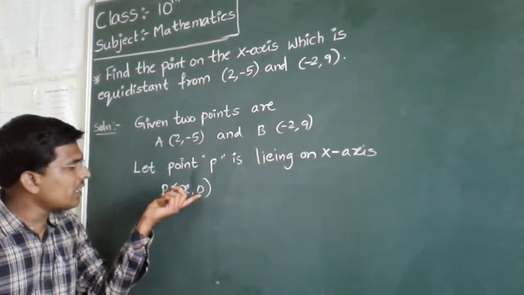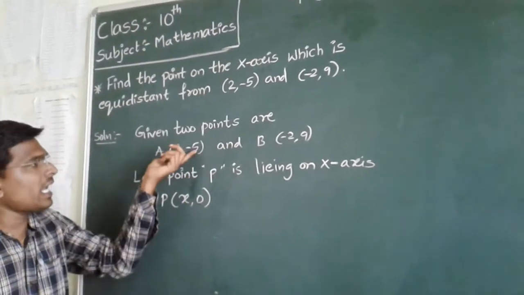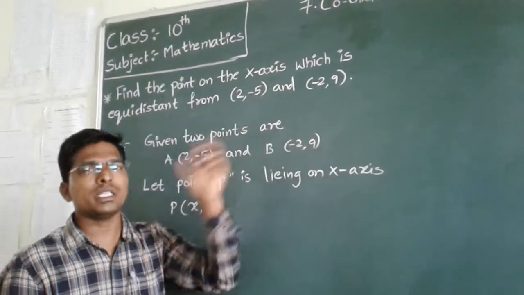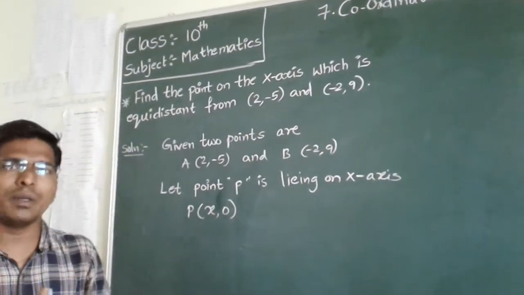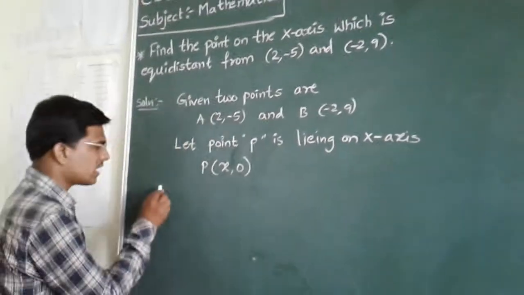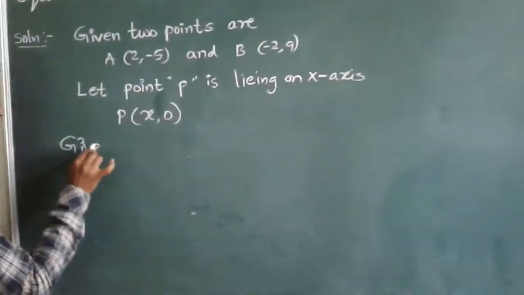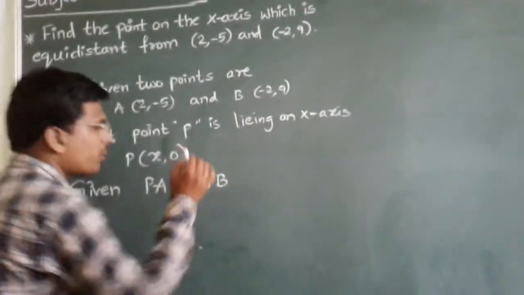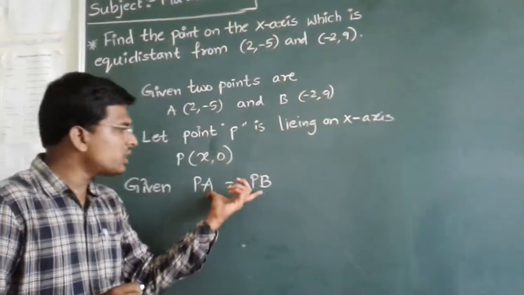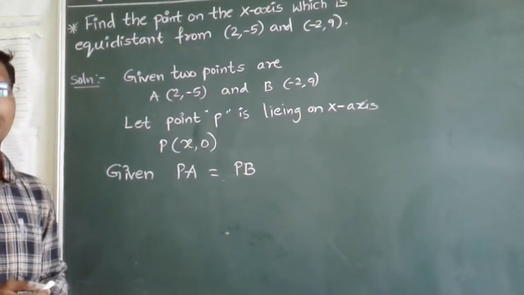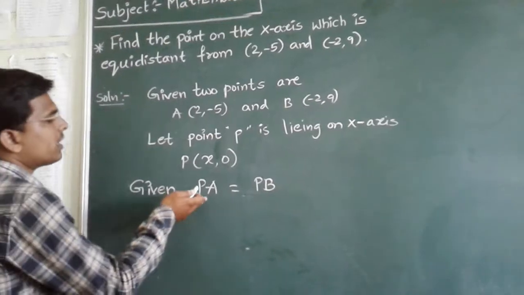This point P is equidistant from A and B. That means the distance from P to A is equal to the distance from P to B. This is the given condition. By using this condition we should find the value of the point P (x, 0). So let us find the distance.